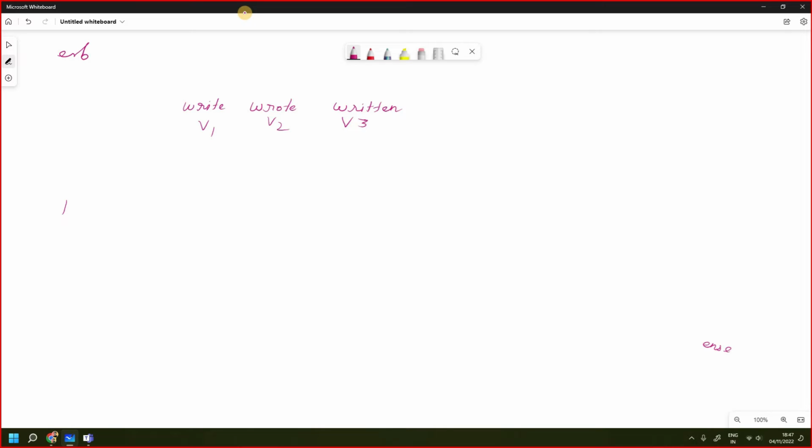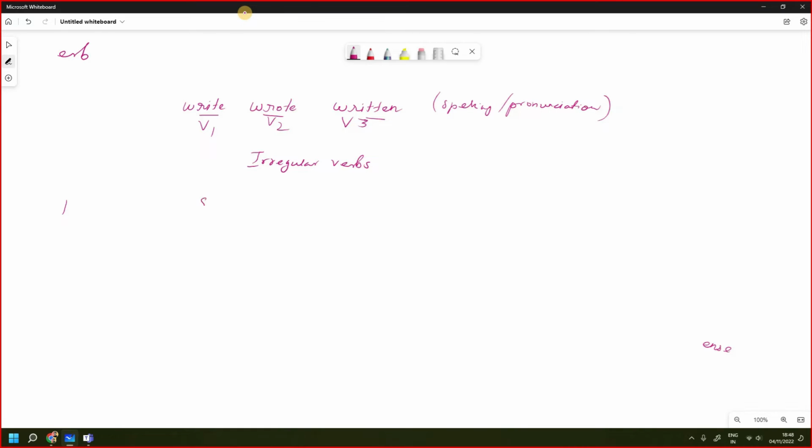Now, if you see this, we have all different words. Write is different, wrote is different, and written is different. They are different in terms of spelling, pronunciation, and sound. So when the forms of the verbs are very different, we call them irregular verbs. The whole thing is irregular.